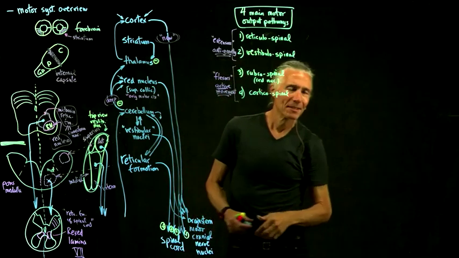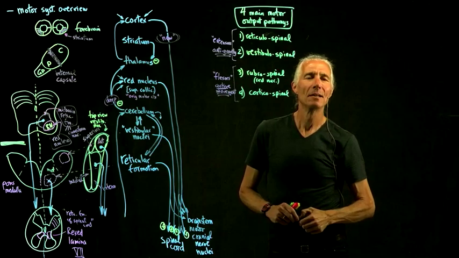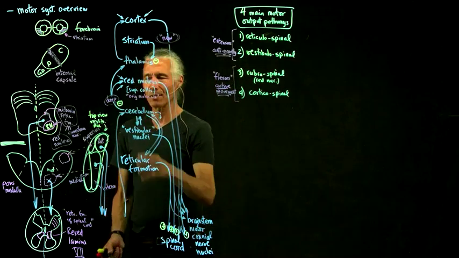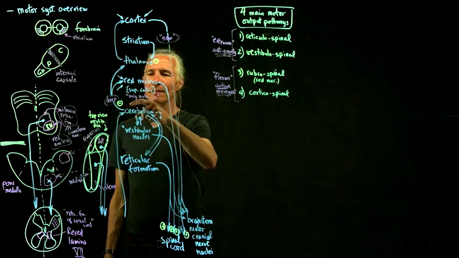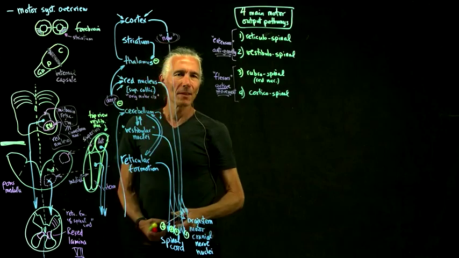Yeah, question? Can you just quickly recap which ones exactly are excitatory and all the ones that split out? Yeah, so essentially everything's excitatory except for this output coming out of the cerebellum and this output coming out of the striatum.